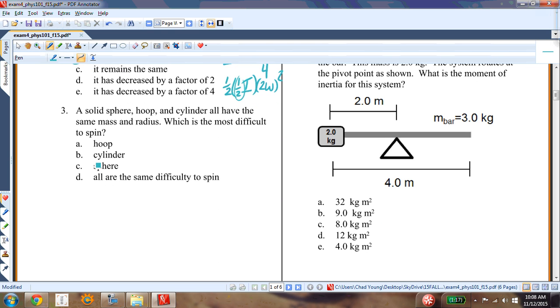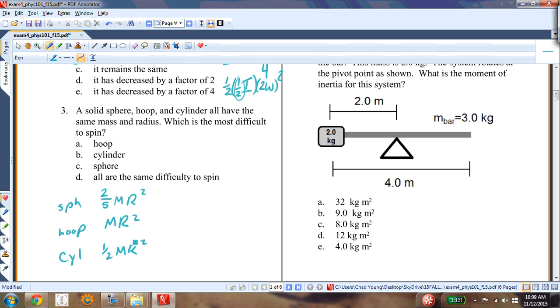A solid sphere, a hoop and a cylinder all have the same mass. Which is the most difficult to spin? Well, a solid sphere has a moment of inertia of 2/5 mr squared. A hoop has mr squared. This is my sphere, my hoop, and then my cylinder is 1/2 mr squared. I get these all off of that equation sheet.